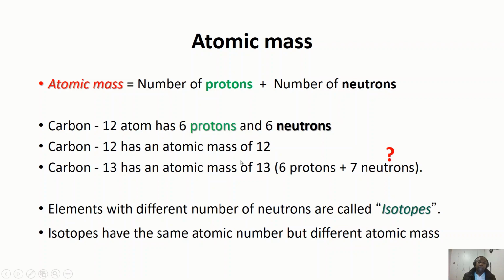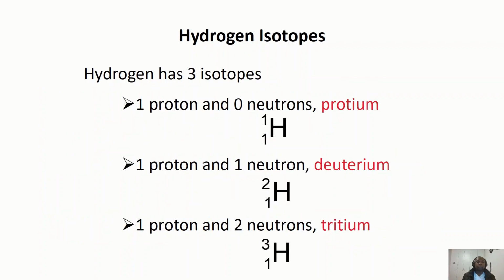So don't be surprised that we have elements like this. This kind of element is what we refer to as an isotope. Elements with different numbers of neutrons are called isotopes. Isotopes have the same atomic number, but they have different atomic masses.